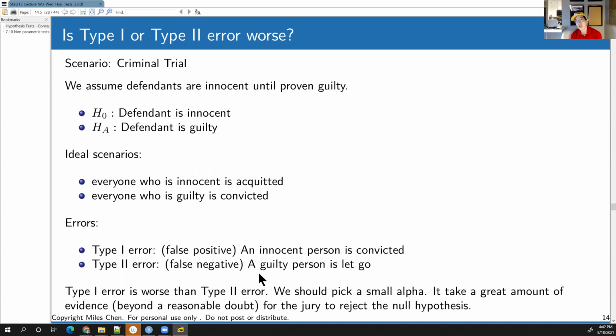And also note that when the jury delivers their verdict, it's either guilty, meaning they've rejected the null and accepted the alternative, or not guilty, meaning they did not reject the null hypothesis, okay? The jury will never come to the conclusion that the defendant is innocent. The jury never says, we find the defendant innocent.